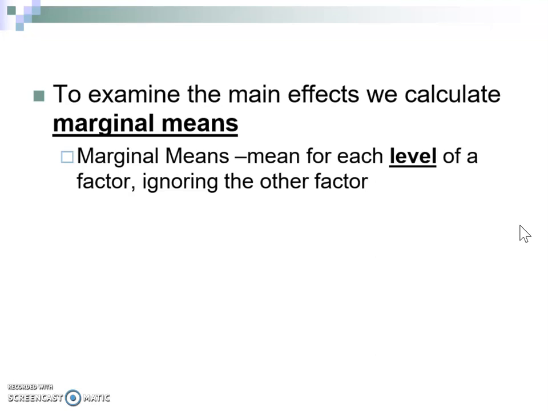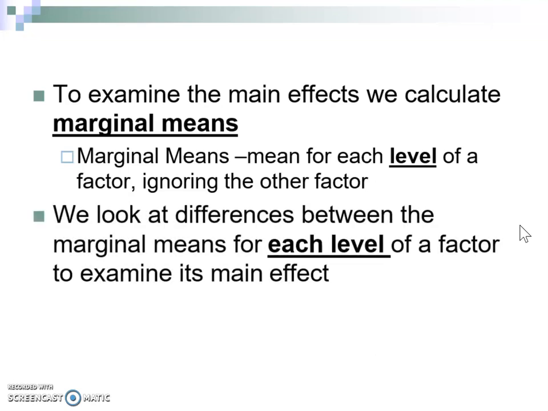So the marginal mean will look at each level of an individual factor. Let's work with the student factor. We had people who said, yes, I am a student, and people who said, no, I'm not a student. The marginal means would just look at the mean for all of the people who said yes, I'm a student, and the mean for all the people who said no, I'm not a student, essentially just ignoring whether they had a job or not.